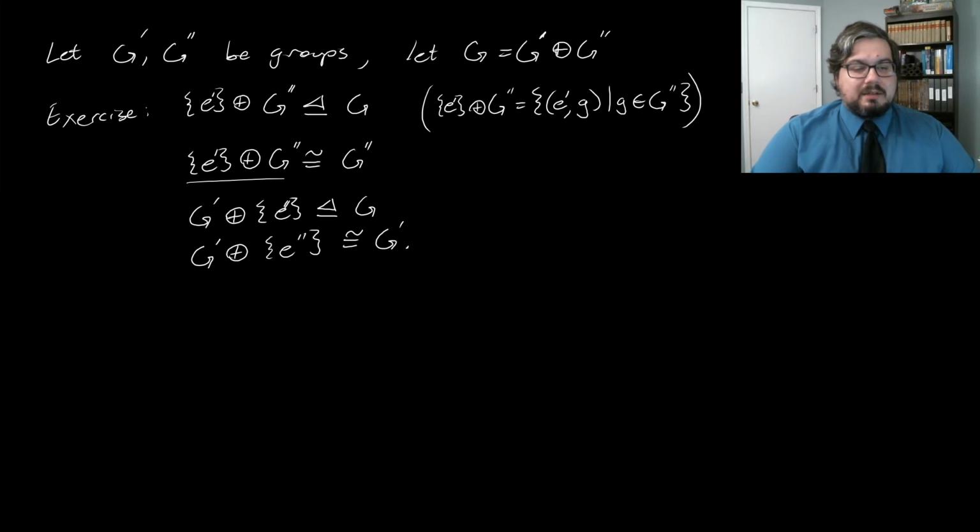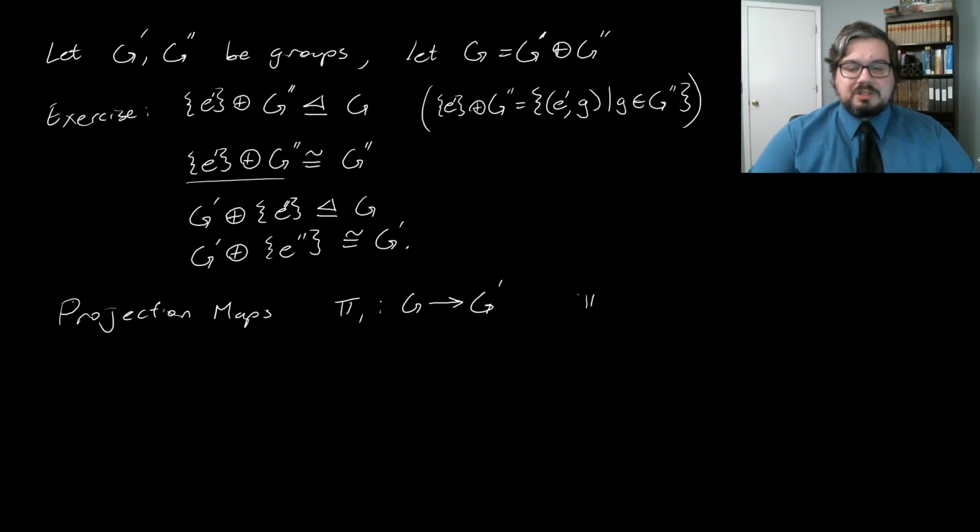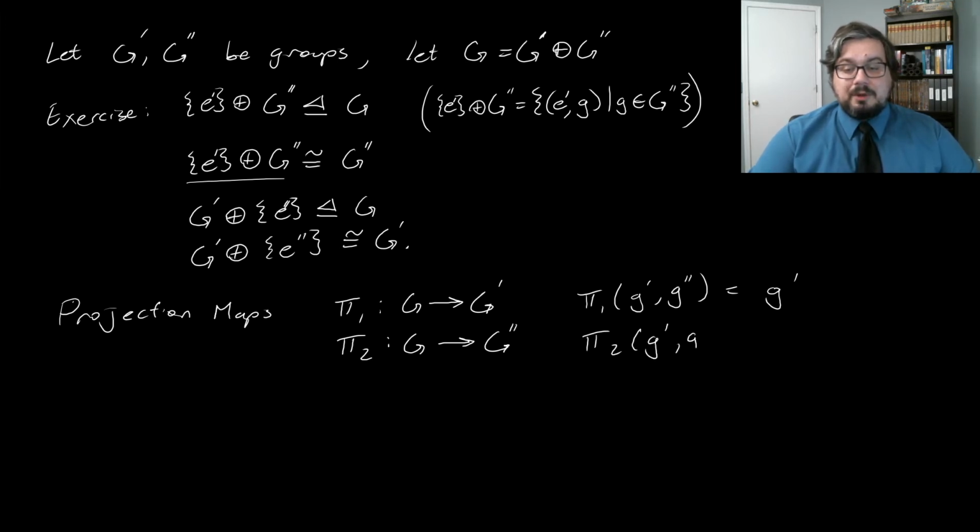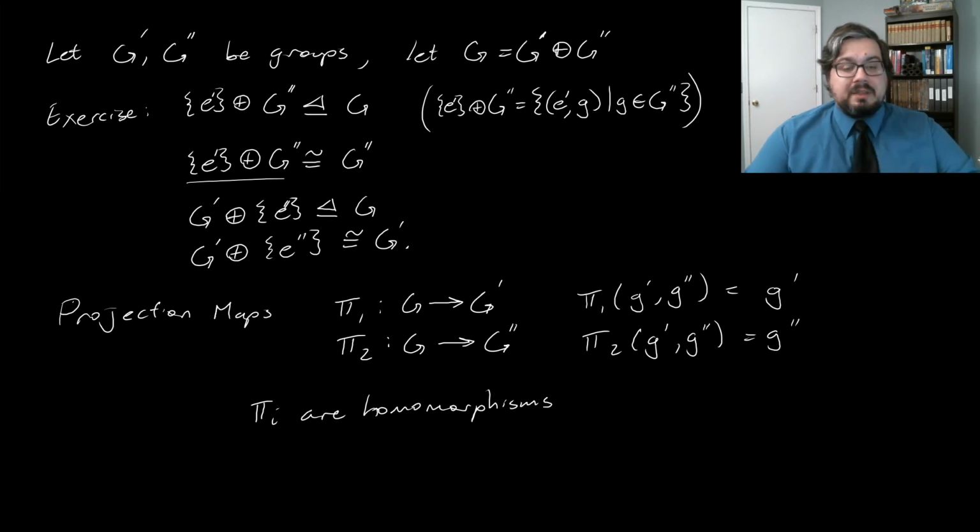And we have natural homomorphisms called the projection maps. So we have projection maps pi 1 going from G to G prime, which takes pi 1 of (g prime, g double prime) and just gives the g prime back, basically just forgets about the second component. And similarly, pi 2 goes from G to G double prime, which forgets the first component. And it turns out that the pi i are homomorphisms.